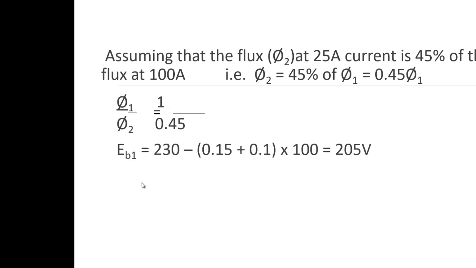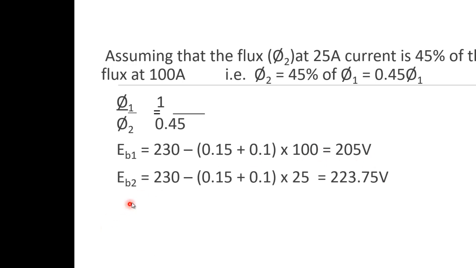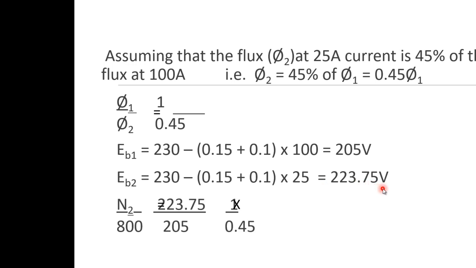So EB1. So we know IA1. Okay. So EB1 is equal to 230 minus (0.15 plus 0.1) into 100. This is IL, ISC and IA, all are equal. So directly we substituted, that is 100, that is IA1, which is equal to 205 volts. Okay. So EB2 is equal to 230 minus (0.15 plus 0.1) into 25. Now EB2 is 223.75 volts.